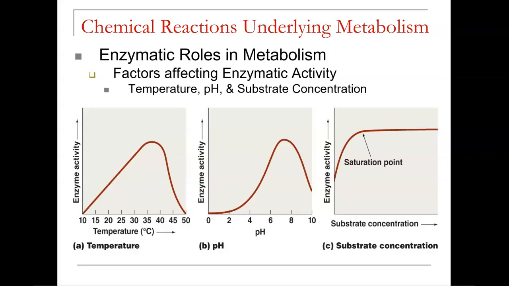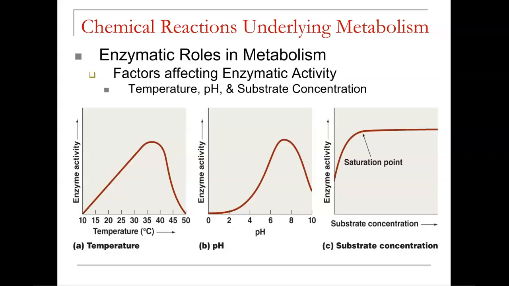So when you denature a protein, that means to change its shape. You change its shape, you're going to change its function. So temperature can change its shape, which then will make it non-functional. So anything higher than 37 degrees Celsius will render that enzyme non-functional.